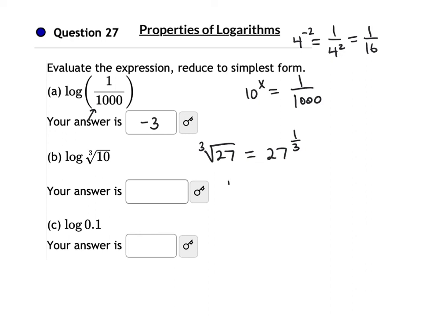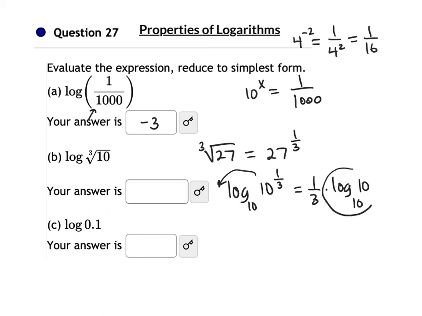We'll turn this into the log, there's no base, it's base 10, if you want to put it, of 10 to the 1/3 power. We'll bring that down in front. This is 1/3 times the log base 10 of 10. Take a look at this. 10 to some power is 10. That would be 1. This is 1/3 times 1, which is 1/3.